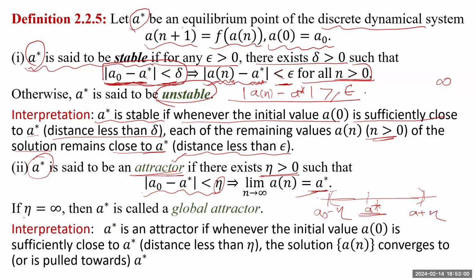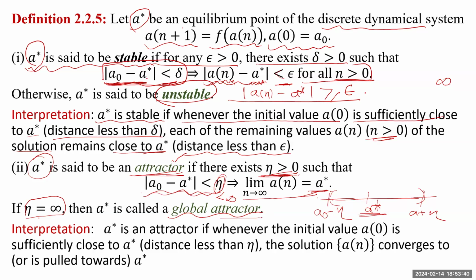So if eta is equal to infinity, what is the meaning of that? That is, the distance is less than infinity, meaning any value. For any value, the distance is less than finite, then the value is equal to A star, we call it a global attractor. So attractor and global attractor depend on the existence of the eta. This is true for every positive eta, then we call it a global attractor.